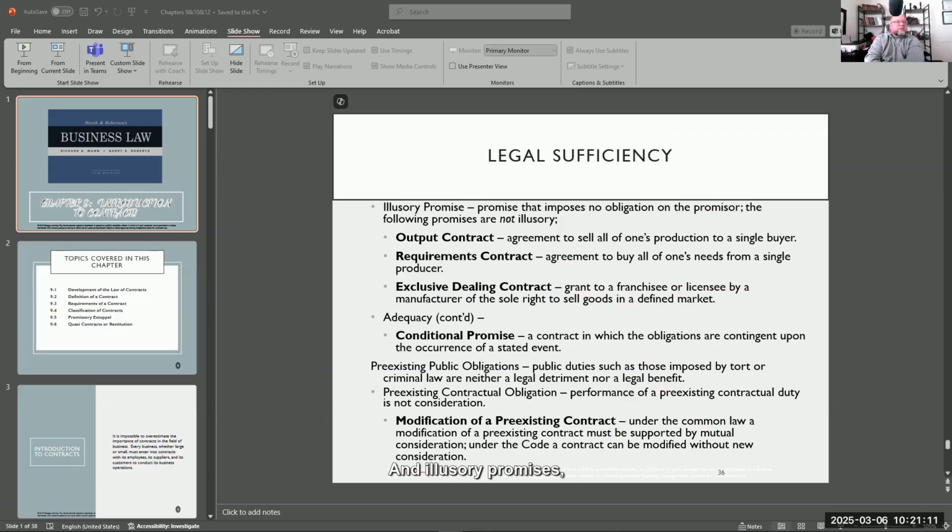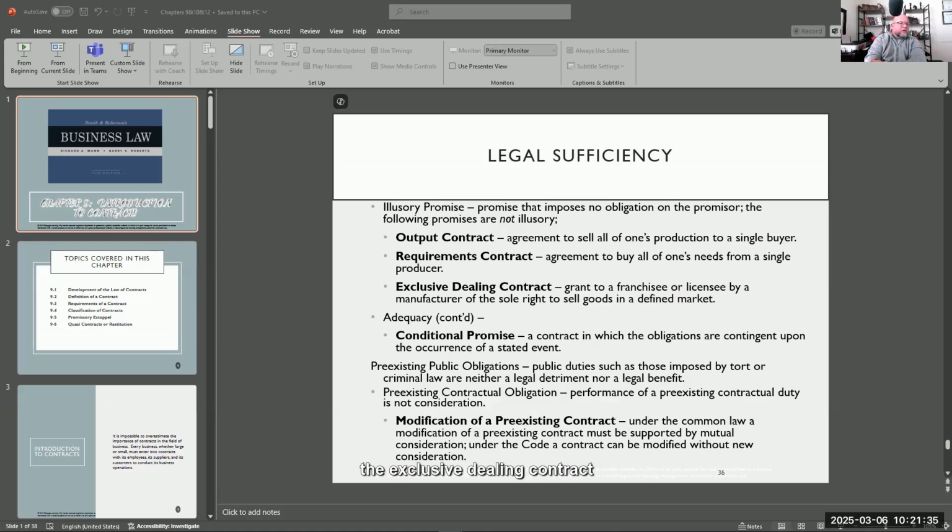An illusory promise is a promise that imposes no obligation on the promiser. But these types are not illusory. An output contract, an agreement to sell all of one's product to a single buyer, can be a binding contract. A requirements contract, an agreement to buy all of one's needs from a single producer, could be an exclusive contract also, as far as that goes.